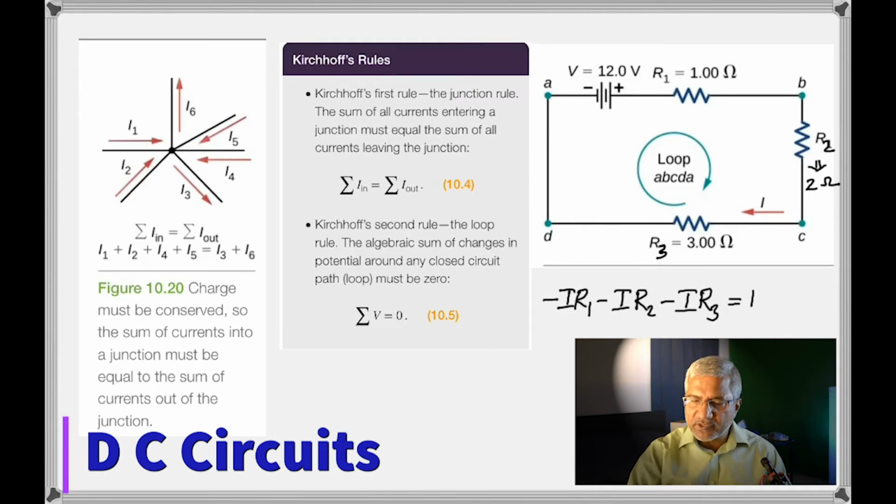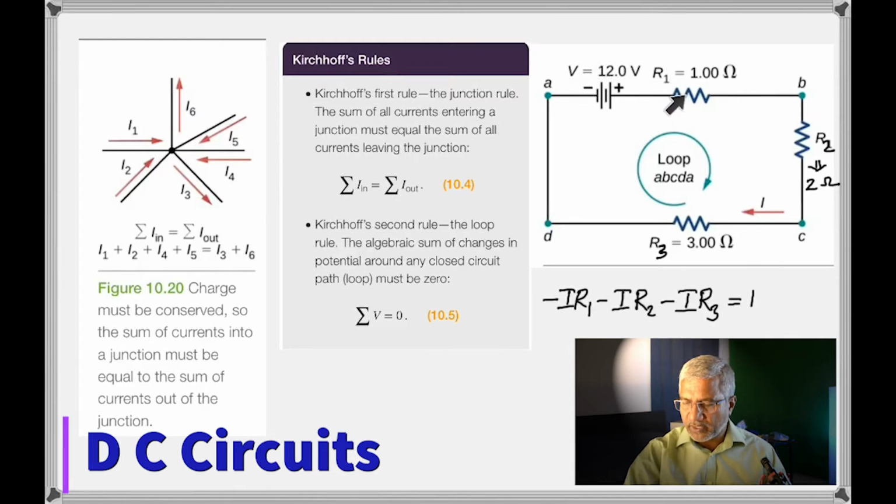So, if you decide to go from A to B, so A, B, C, D, A, that's the name of the loop because the loop has to be closed. If we decide to go from A, you start the journey here. You're going from negative to positive. So you would say plus 12. 12 is the voltage of the source. And then you're going from what? Positive to negative. So you would say minus IR1, where I is the current.